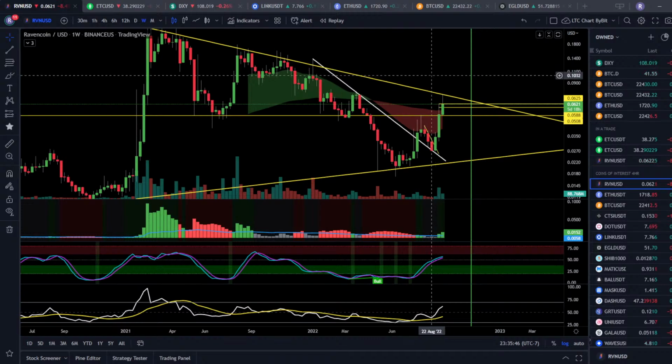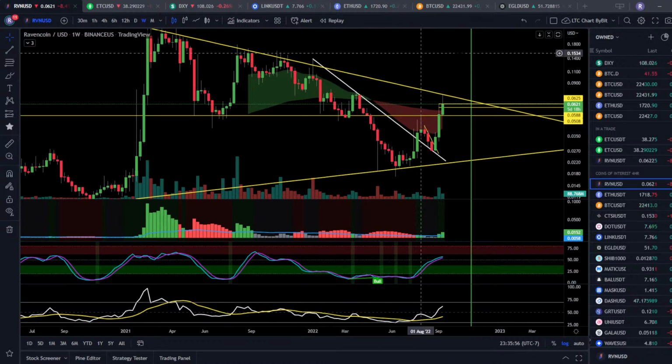But I got a few that I want to look at. I want to look at Raven Coin, Ethereum Classic, the DXY, Ethereum, Bitcoin, and then if we have time, Link and EGLD are two that I'm really interested in. I've been stacking a lot of Link and EGLD as the prices have been falling.